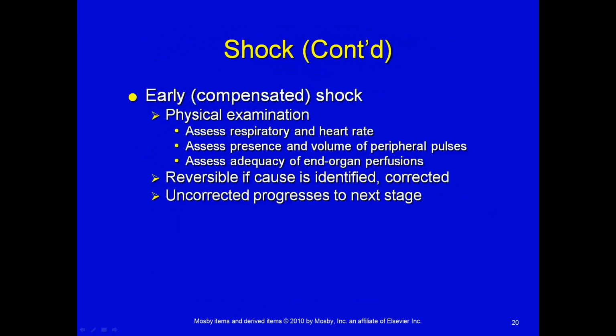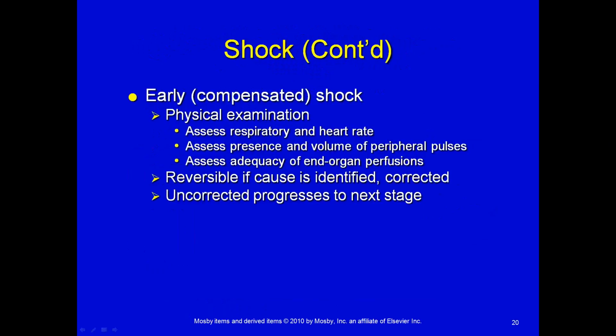Initially, your pulses are going to be bounding with the release of epinephrine. You're going to easily palpate them. But as shock continues, the peripheral pulses decrease in strength, become weak, thready, and fast. And at some point, if the pressure gets low enough in the system, you'll lose those peripheral pulses. We're often taught that if you cannot palpate a radial pulse, then the blood pressure is less than 90.